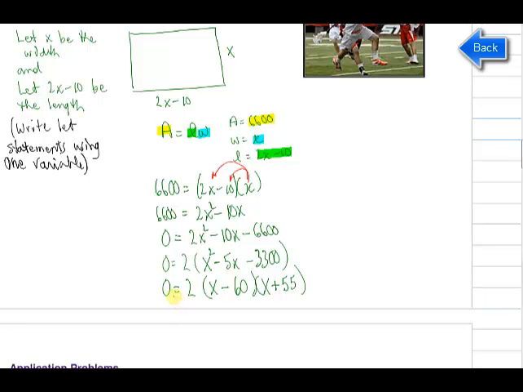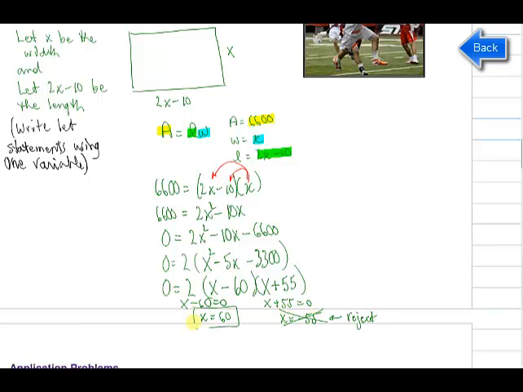Okay, so we are going to solve for x now. So we want to set each of our factors equal to 0. So I'm going to go x minus 60 equals 0, and I get that x equals 60, and x plus 55 equals 0, and I get that x equals negative 55. And can we have a negative dimension? In other words, can our width be a negative number? No. So we are going to reject the negative 55. Okay, so that one's out.